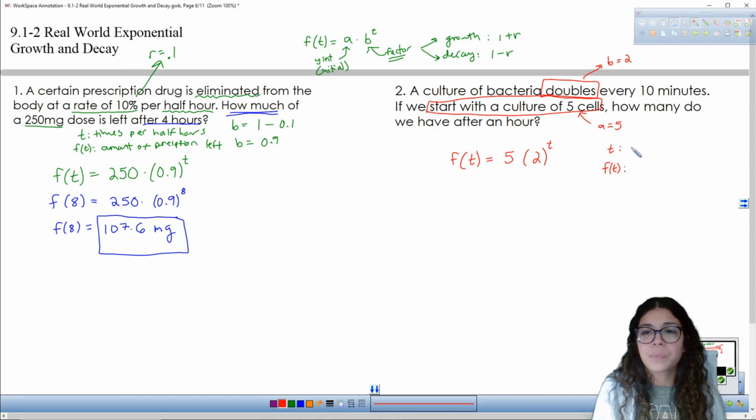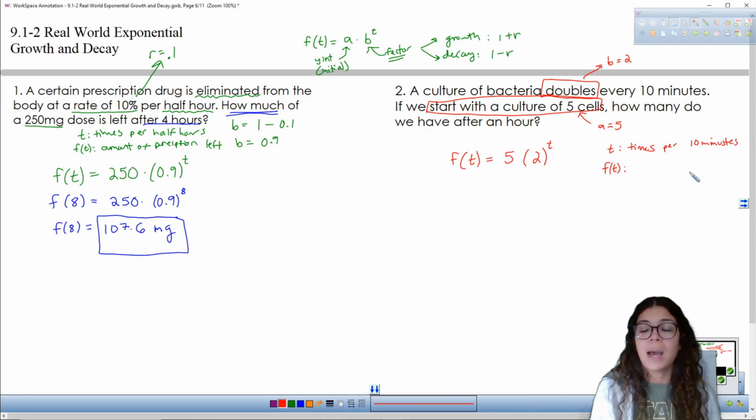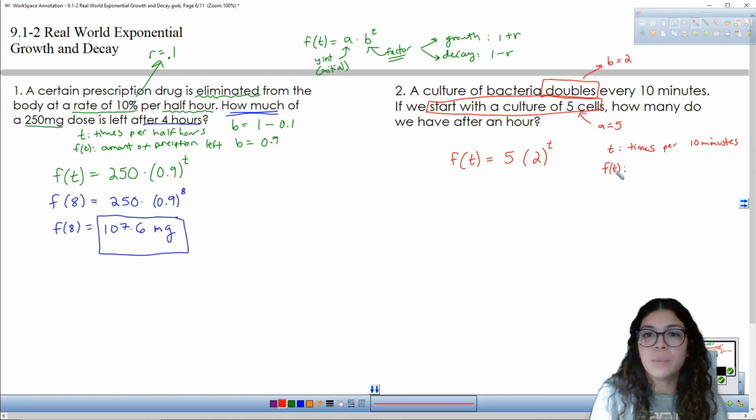Now, t, again, will be the number of times per 10 minutes. So how many of those 10 minutes have there been in the total time? And f of t will be the output, which is how many bacteria there are. So the amount of bacteria.